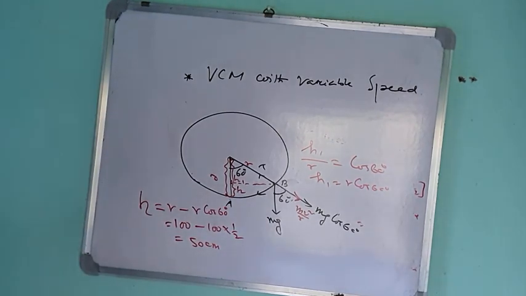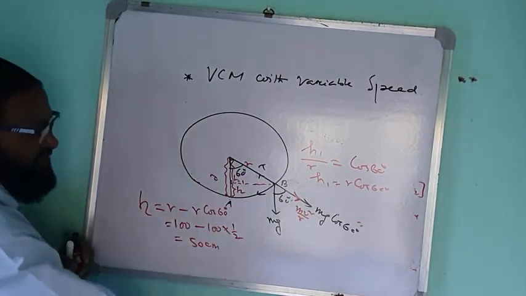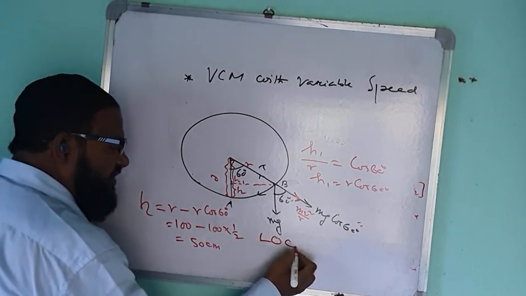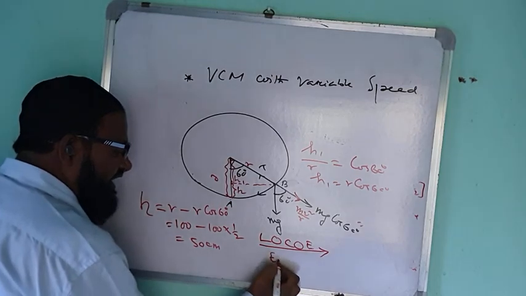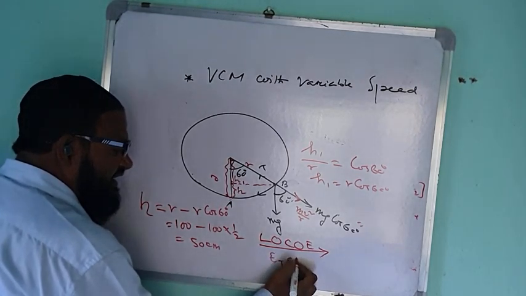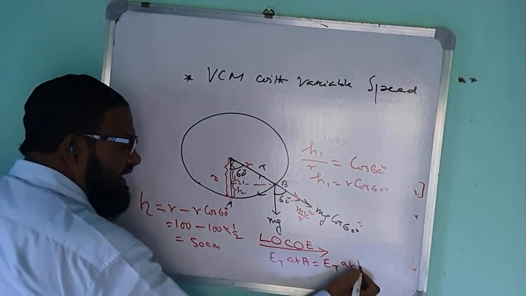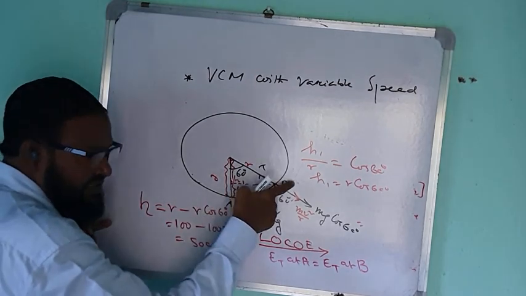Here, we have to use the law of conservation of energy. H is this. Law of conservation of energy. This is very, very important. This is important. What is the meaning? ET at A equal to ET at B. Total energy at A equal to total energy at B.